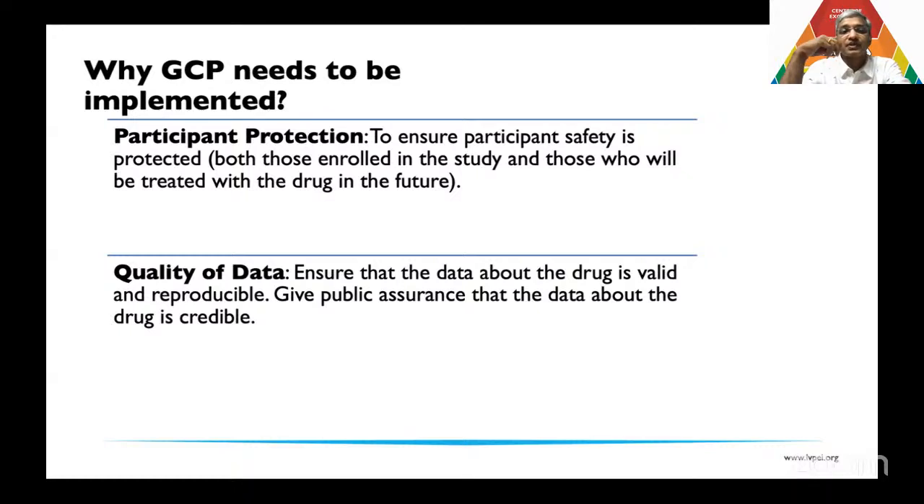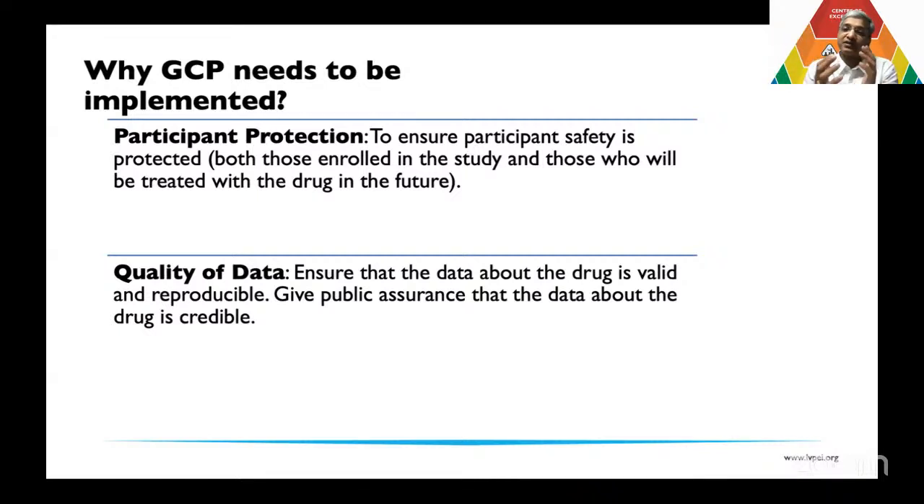The main purpose of any good clinical practice guideline is to protect the patients and to ensure quality of data. Patients, as we all know, can be vulnerable. Sometimes you may want to do a study, but you just can't do a study by either not disclosing to the patient that this is a study or giving half information or not giving the full information. And there can be some vulnerable groups as well. So you need to protect all the participants and the quality of data.